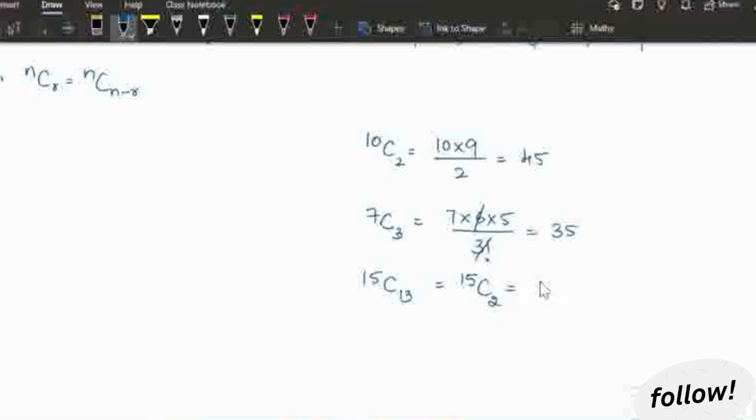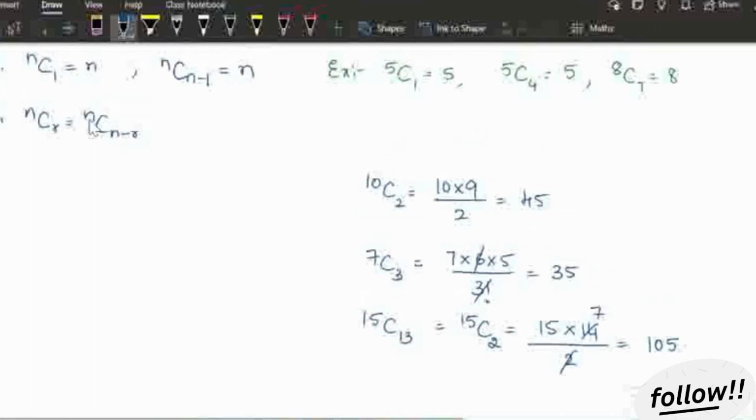Therefore, it's easy now to find out the answer. You can get the answer quickly. 15 into 14 divided by 2 factorial, which is 2 only. So 2 sevens are 14, and this is 70 plus 35, 105. 105 will be the answer.